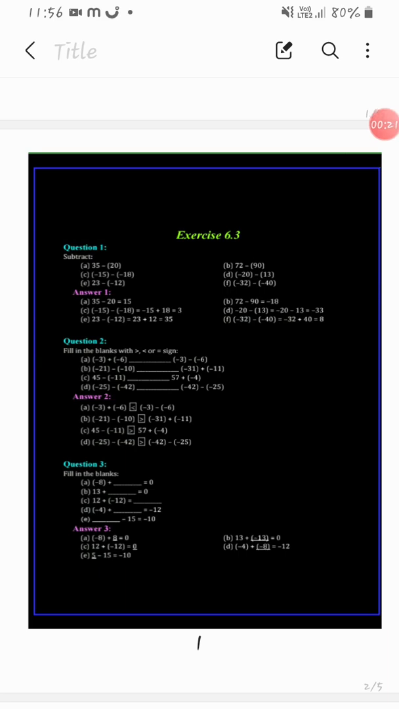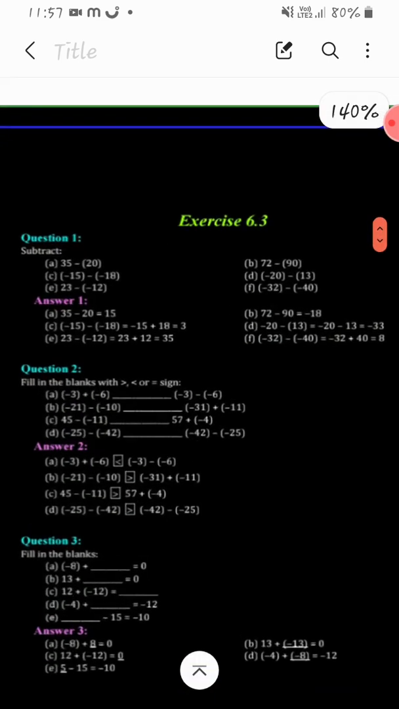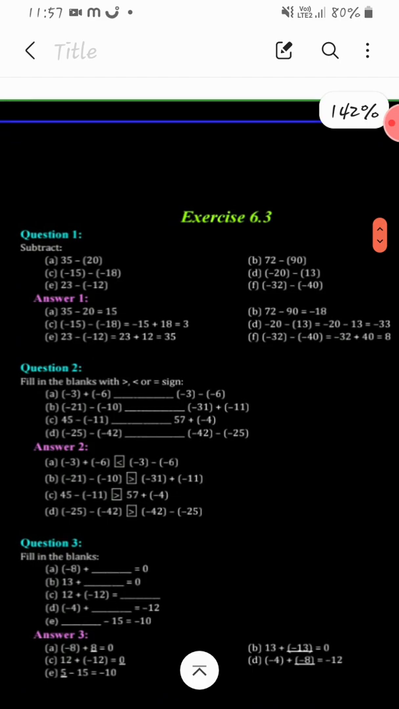Question number 1 is given: subtract 35 minus 20. In the last video we discussed mostly addition, now subtraction is there. 35 minus, in bracket directly 20, that means a positive number. So plus minus becomes minus, and 35 minus 20 directly gives 15. It is very easy.